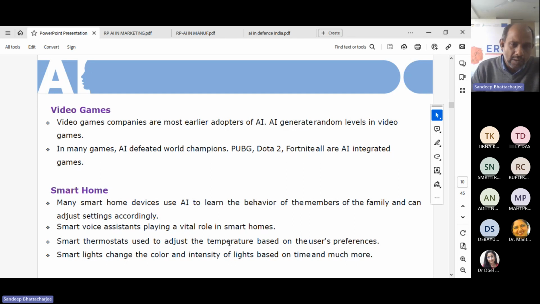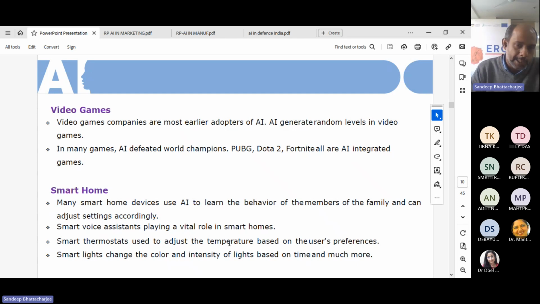Smart voice assistants are also there, which play a vital role in smart homes. Like you are sitting at your dining table and somebody has arrived at your gate. You can see the person using the smart camera from that place itself, and you can talk to that person using the smart voice assistant also. Or you might direct somebody at the door to actually open the door, something like that.